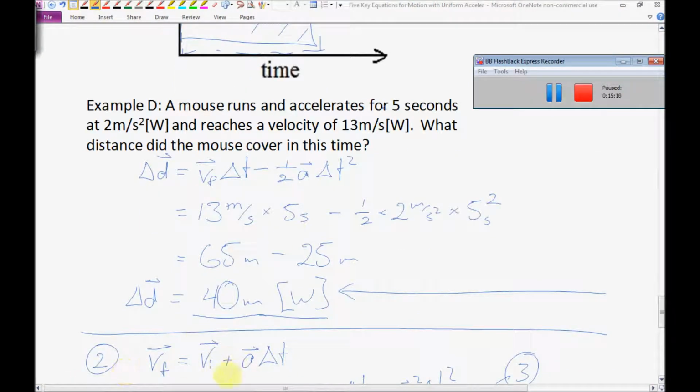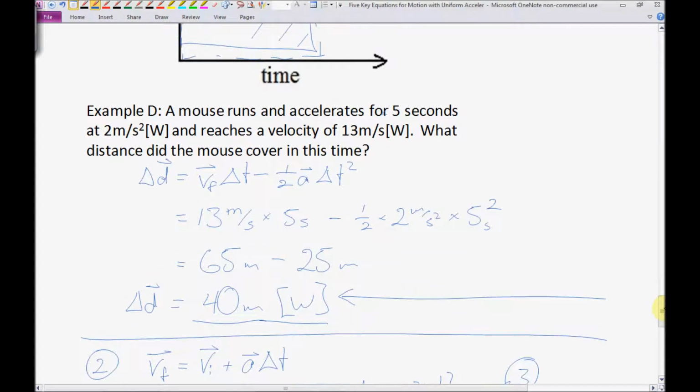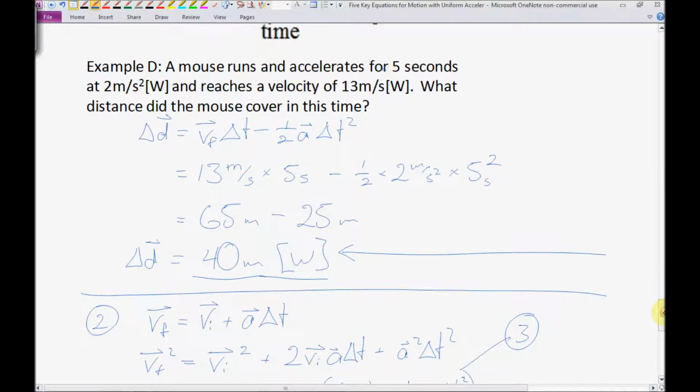Here is our equation 2 again in all its glory. Vf is equal to Vi plus acceleration times the change in time. If we play with that a little bit and square both sides, we're going to end up with Vf squared equal to, now if we square this, we have to multiply all of this by itself, so we'll end up with Vi squared plus 2 times Vi times a delta t, plus a squared delta t squared.